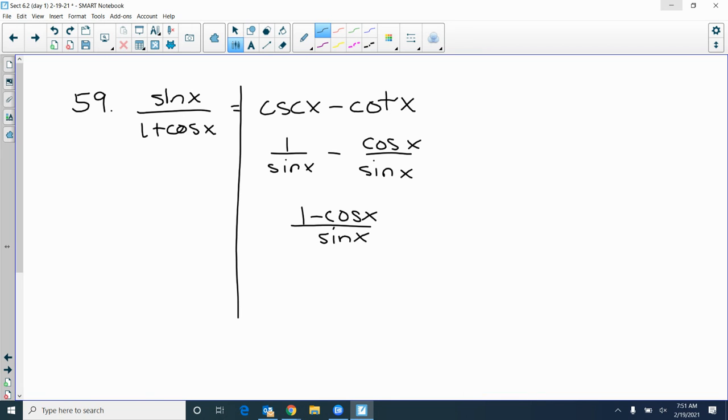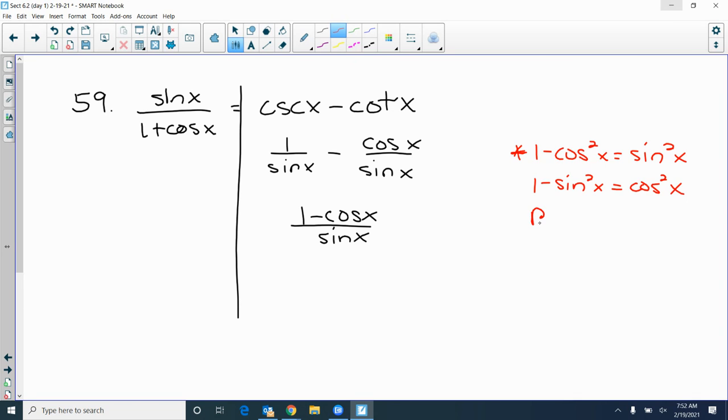And what'd you do? Well, 1 minus cosine of x is sine of x. No. All right, we talked about this the other day. 1 minus cosine squared of x equals sine squared. That is true. And 1 minus sine squared of x equals cosine squared.